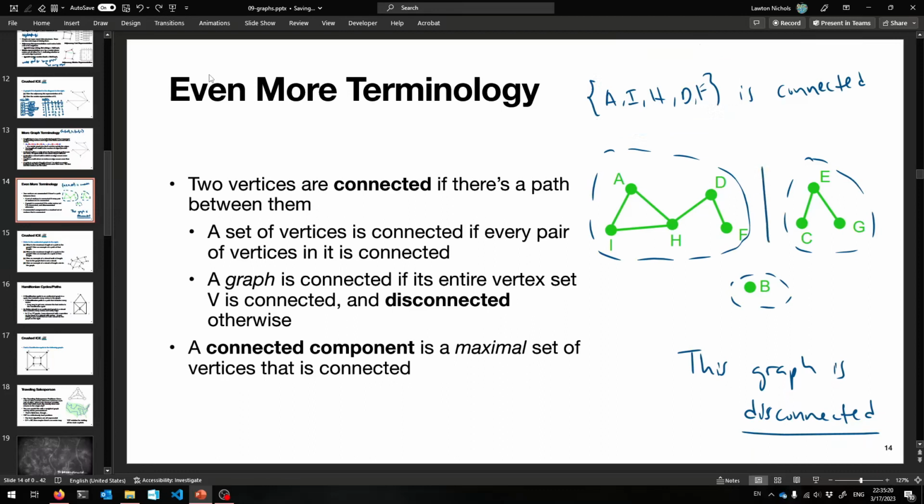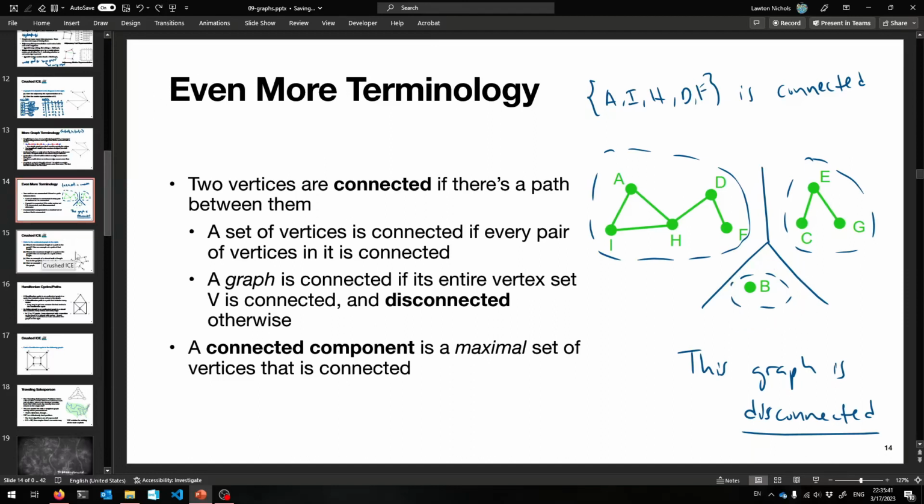And connected components partition a graph. So that's why we care about them. This is a connected component, just a bunch of vertices connected to each other. This is a connected component. And then this is also a connected component, just B by itself. It's not connected to anything, but we still call it a connected component. Sadly, it is all alone.